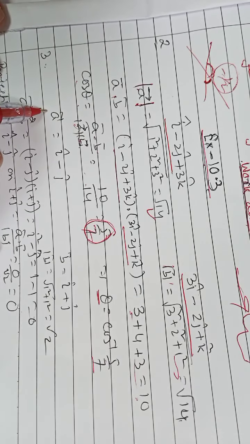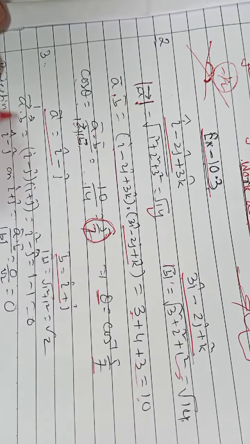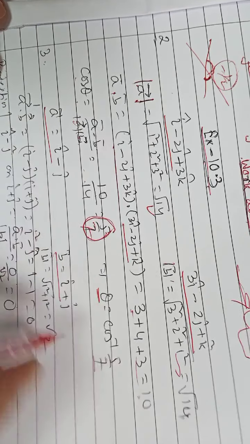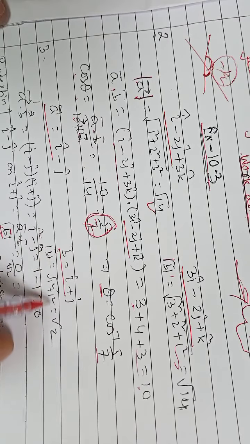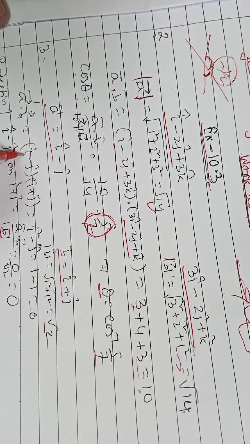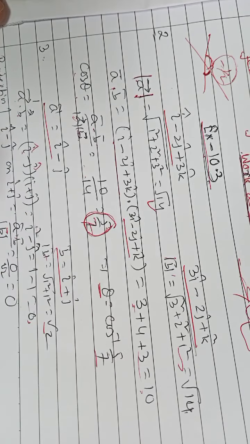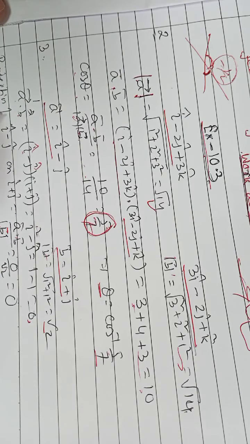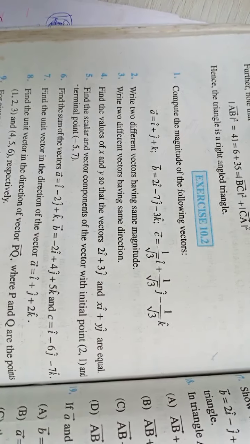Now, question number 3. Projection of a vector on b vector. That will be a dot b by mod of b vector. Mod of b vector is root 2, and a dot b, with i cap, j cap plus i cap, k cap, comes to 0. So the projection of this vector on this vector will be 0. So it is up to this only.